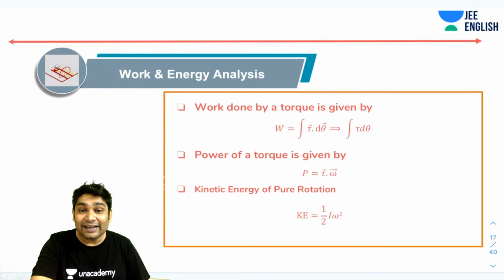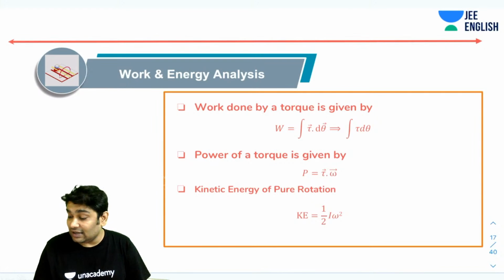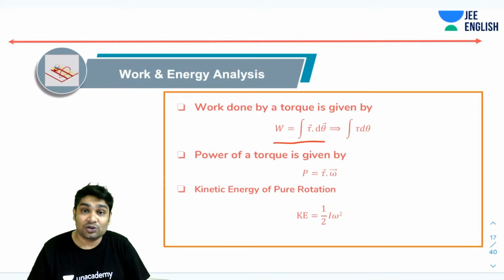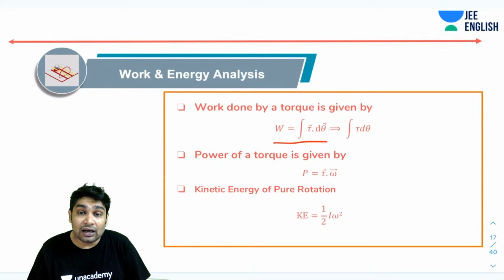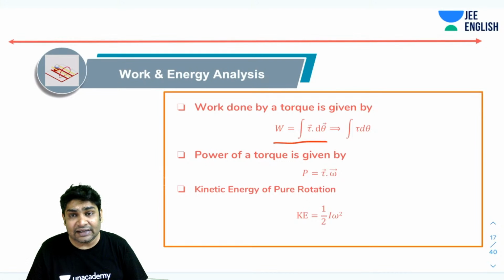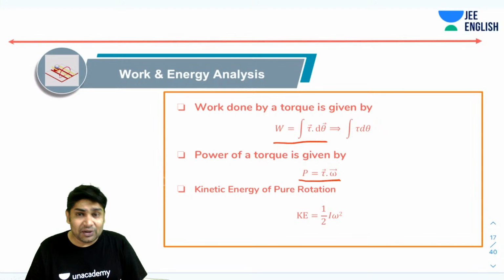Okay. So finally, you have the work energy analysis. Work done by a torque is defined as integral of tau dot d theta, just like work done by a force is defined as integral of F dot ds. So you can calculate the work done by a torque, and power of a torque will be defined as tau dot omega. And once you know the work, you can apply the work energy theorem.